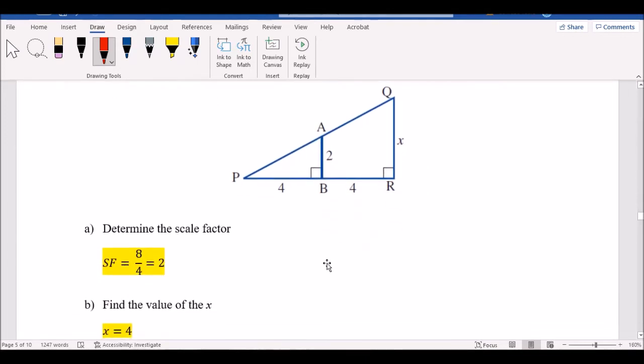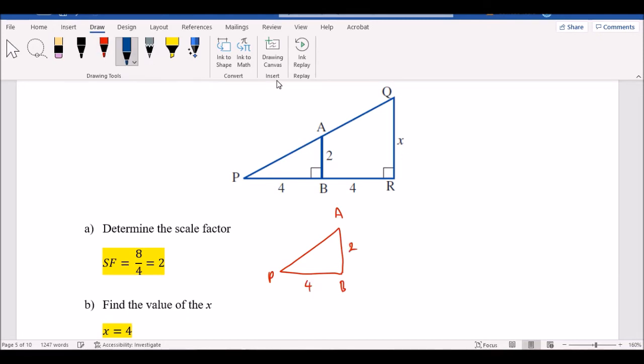The triangles below are similar. Determine the scale factor. So, to get this, what you want to do is draw the triangle separately if it confuses you. So if you do that, here's a smaller triangle. This is triangle ABP. And the lengths of it are 2 and 4.